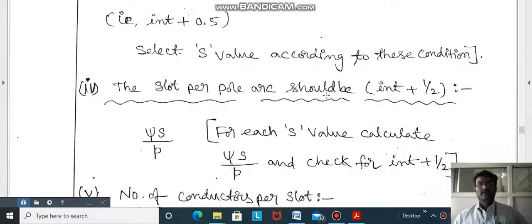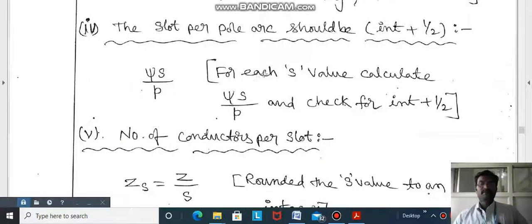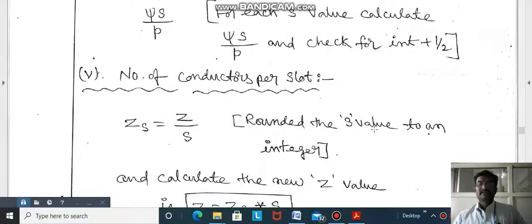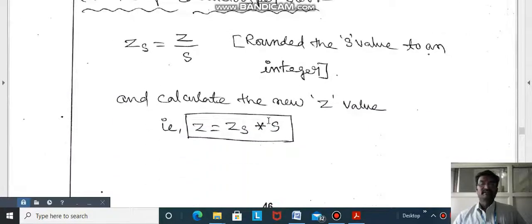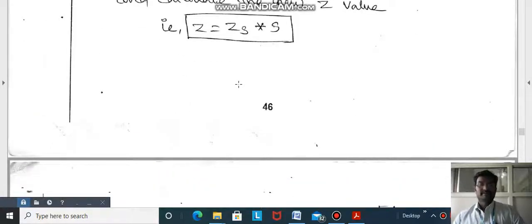The slots per pole should be integer plus 1 by 2. For each S value, calculate S by P and check for integer plus 1 by 2. The number of conductors per slot Zs is equal to Z by S. Round the value to an integer. Then Z is equal to Zs multiplied by S.